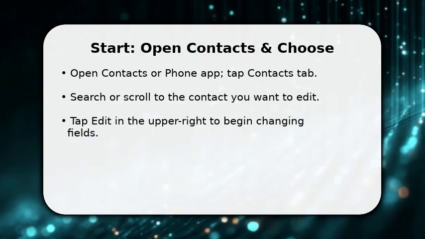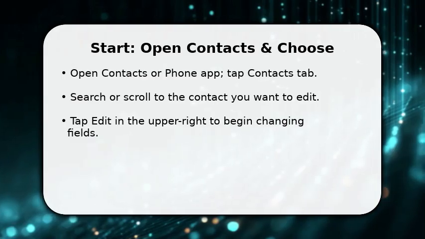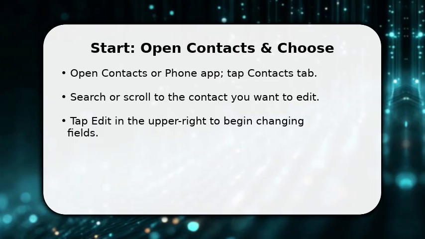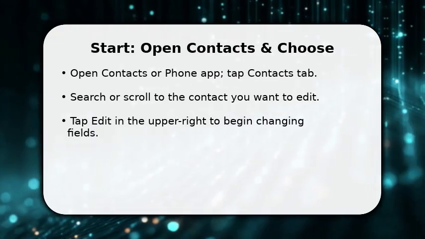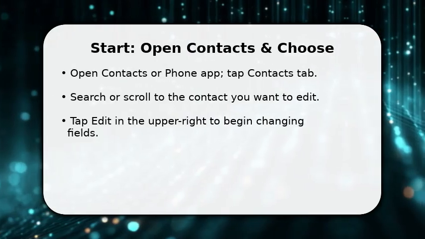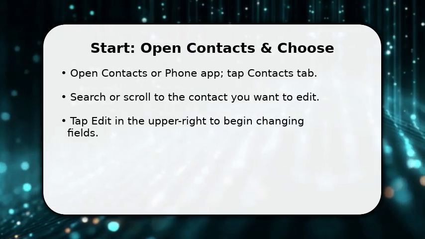You're starting right away. Open Contacts or the phone app and find the contact. Once you've located it, tap Edit in the upper right to unlock every field. You can change name, company, phone numbers, email, and add photo or ringtone. Make sure to scroll. Some fields hide under Add field.